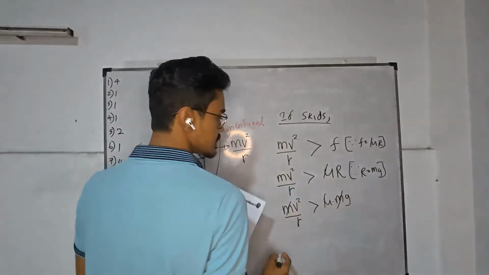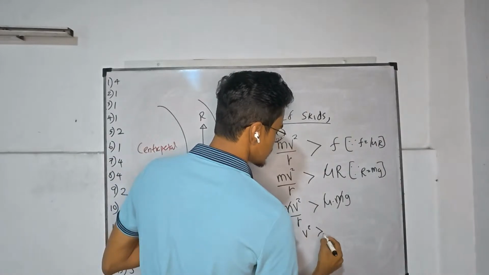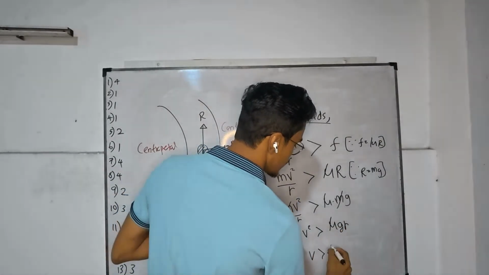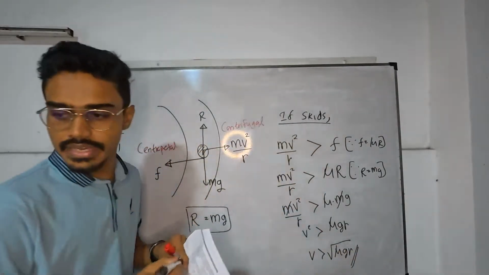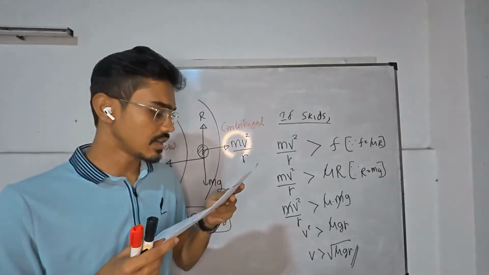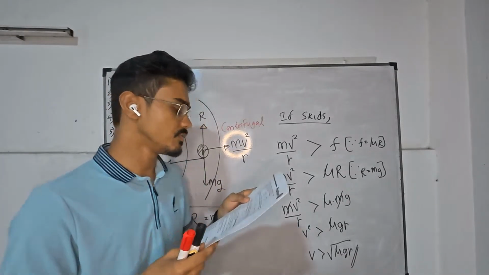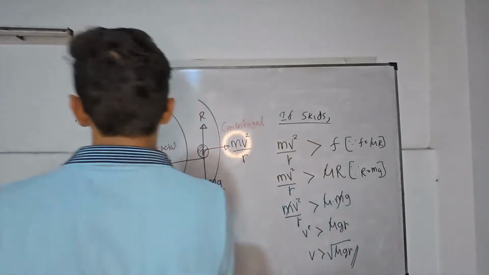The m cancels. V is the subject, so V squared is greater than mu g r. So V should be greater than root mu g r. It's given as root mu r g. Answer 1. For 14, answer 1.